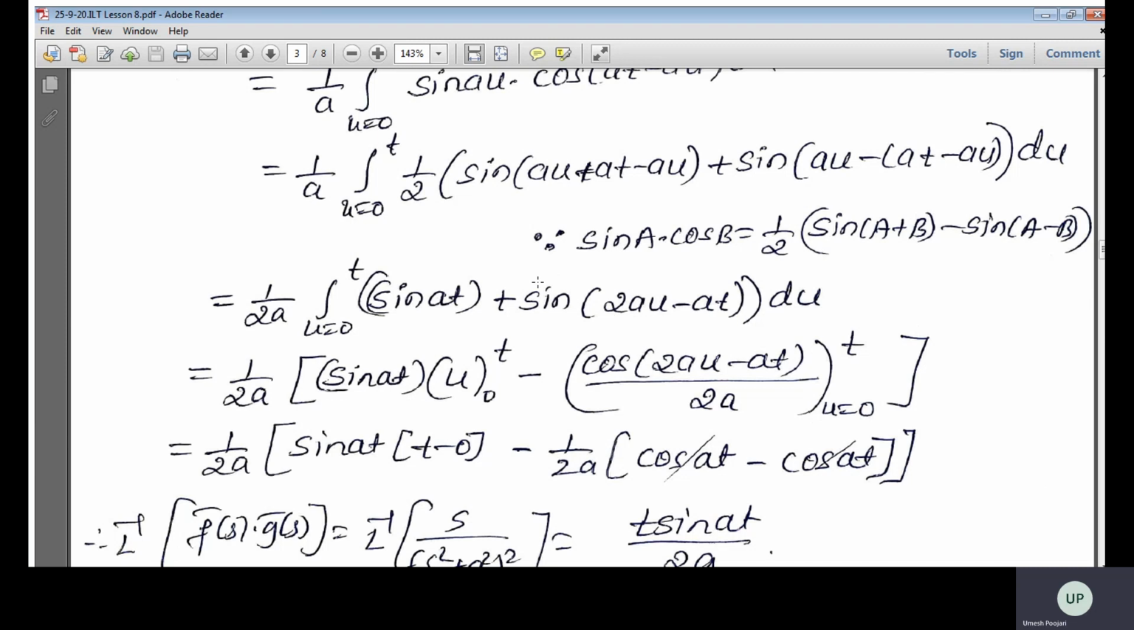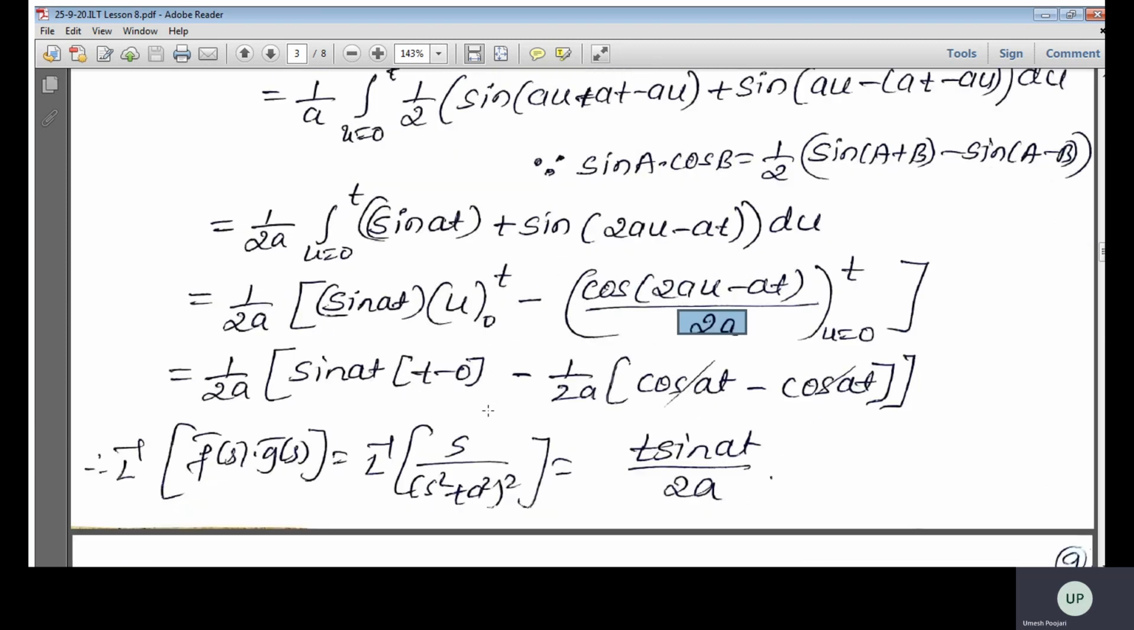Now we can integrate these two terms. Sine at is independent of u. This term acts as a constant. So constant into 1, integration of 1 with respect to u will be u. The range is from 0 to t. Minus integration of sine of 2au minus at will be minus cos of 2au minus at, divided by the coefficient of u, which is 2a. So the limit is from 0 to t.